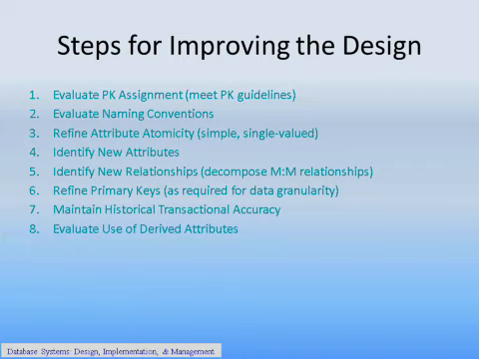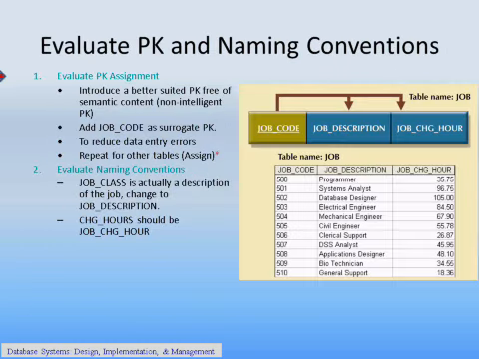Also remember that any changes you make during any of these steps need to be propagated throughout the model. For example, if you change a primary key, you will need to change any foreign keys associated with this relation. First, you will need to evaluate primary key assignments and naming conventions. The designer must ensure the primary key meets primary key guidelines.